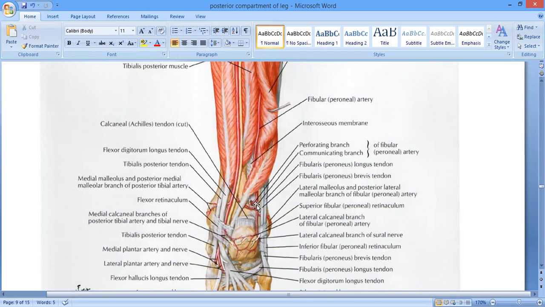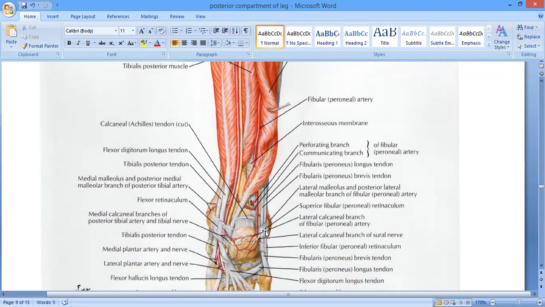Okay, then this perforating branch pierces the interosseous membrane about 5 centimeters above the ankle joint. Remember this, okay? 5 centimeters above the ankle, it is going to pierce the interosseous membrane and lie in the anterior compartment of the leg. And number 4, it is going to terminate by giving the calcaneal branches. And these calcaneal branches are going to supply the lateral and the posterior aspect of the calcaneum, right?